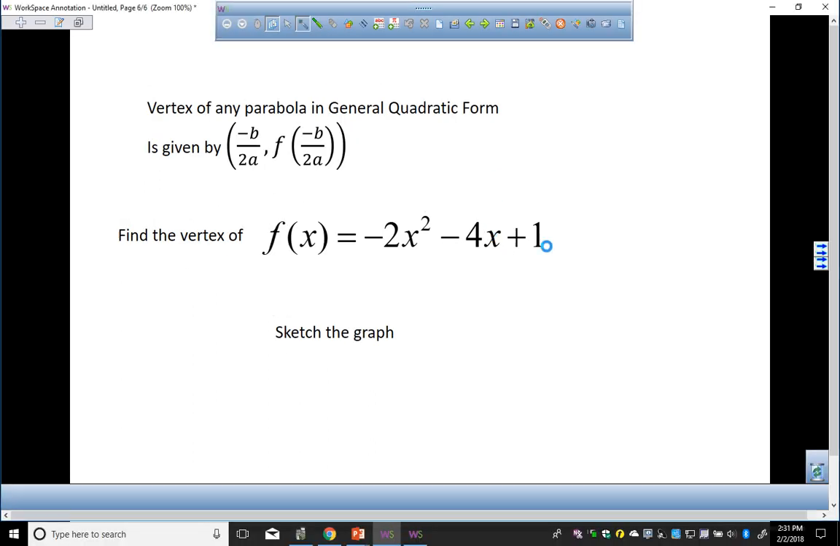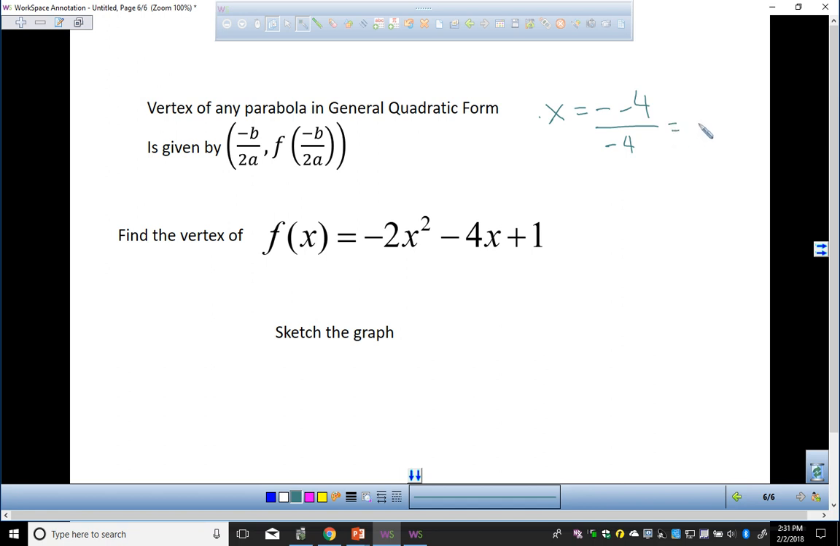Okay. So find the vertex of this parabola and sketch the graph. Let's first find the axis of symmetry. X equals what? Negative b over 2a. So what's negative b over 2a? It's going to be negative 4 over negative 4, which is equal to negative 1. That's equal to negative 1. So x equals negative 1, that's the axis of symmetry.